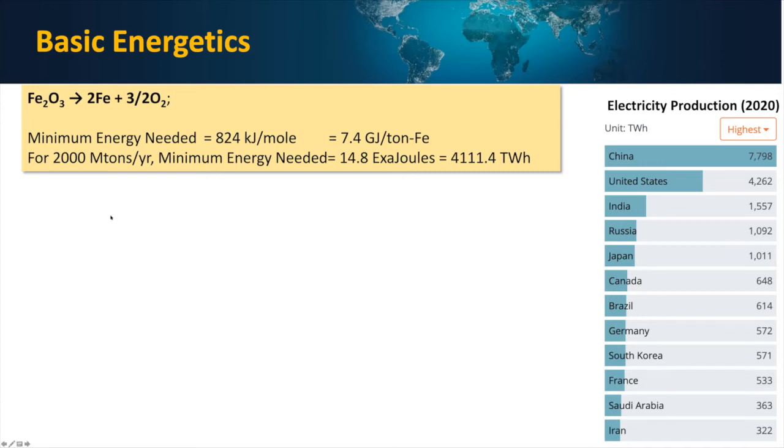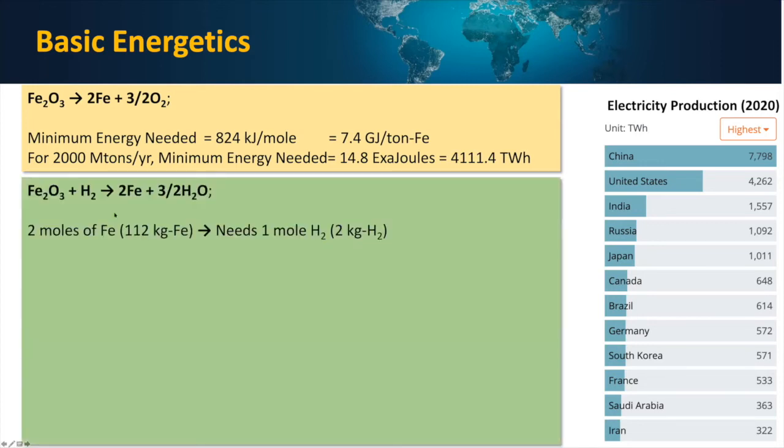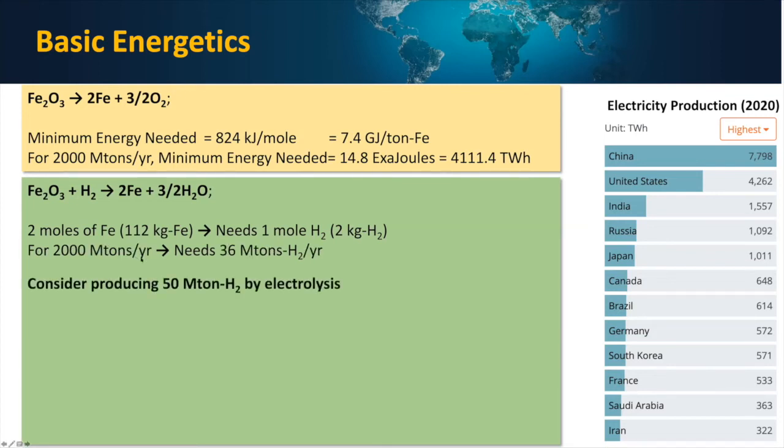So let's say hydrogen. If you were to use hydrogen, then for 2 moles of iron, you would need 1 mole of hydrogen. And if you do the math out of this, then for 2 gigatons per year of iron, you need about 36 million tons of hydrogen. This is at the very limit, the physical limit. Typically, you would need about double of that, let's say 70 megatons of hydrogen, but let us say 50 megatons of hydrogen by electrolysis. If you, let's say you want to produce by electricity only.